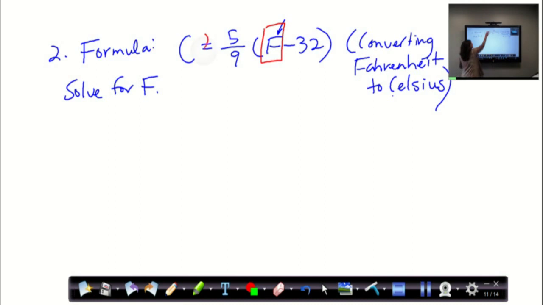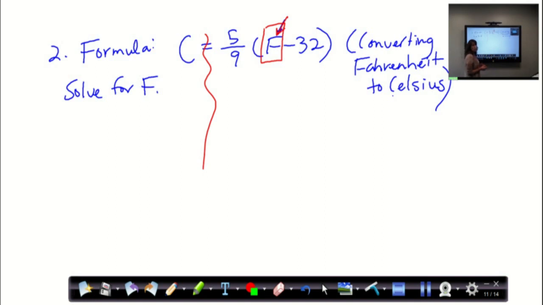So once again, here's that wall. I want to get everything away from that F. If I knew what F was, I would plug that number right in here. I would subtract a 32, and then I would multiply it by 5/9. The last thing I said is the first thing that I'm going to fix. So I'm going to fix the multiplication by 5/9.